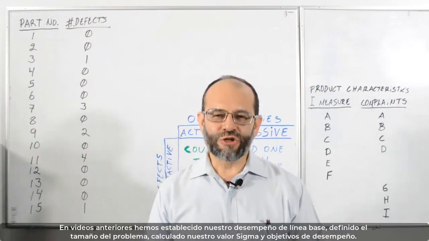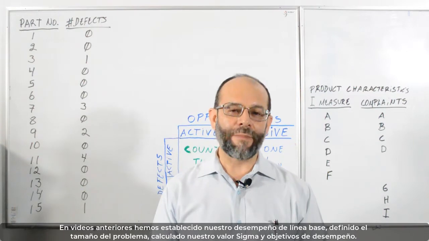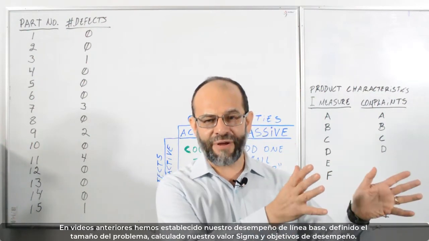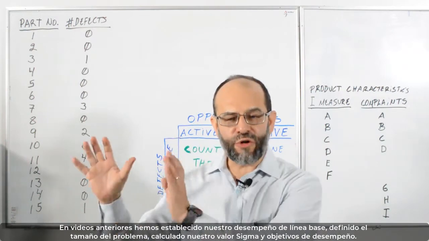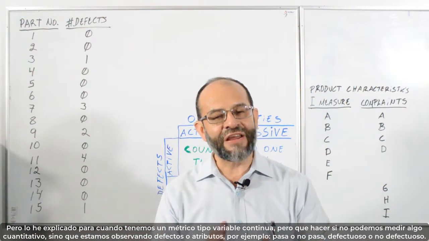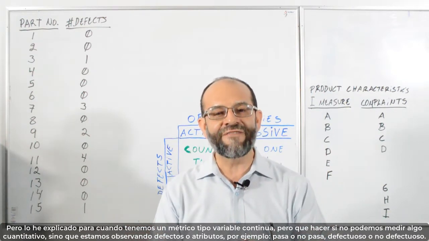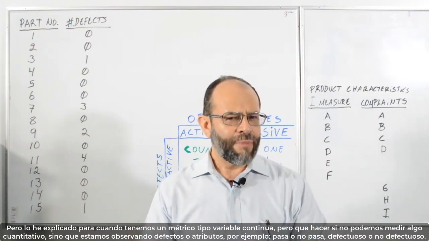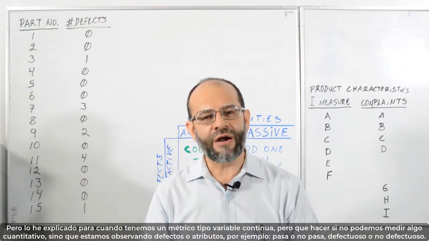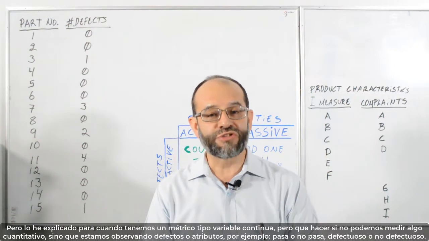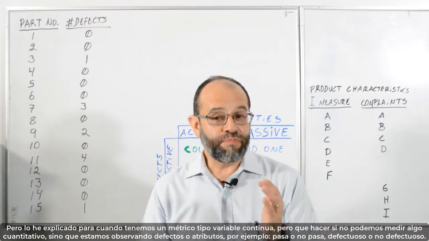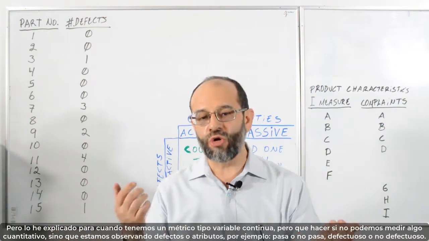In previous videos, we have established our baseline performance, defined how big the problem is, our sigma value, and our performance objectives. But we have established that when we have a continuous quantitative variable metric. But what if we cannot measure something quantitatively, but we are observing defects, attributes? So it is pass or fail, defect or not defect.